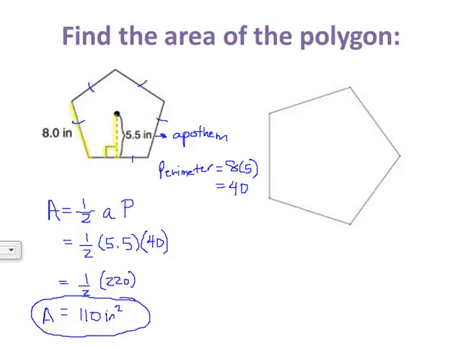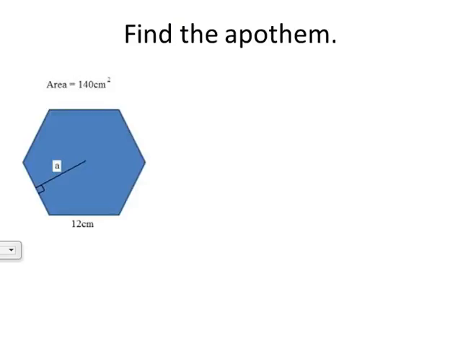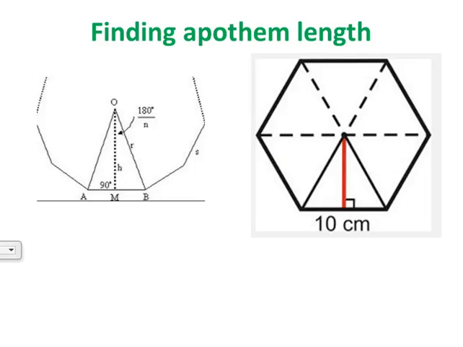Going on to the next slide. If you need more time, go ahead and click pause. I do want to work through one more concept with you before we call it quits for the recording. And that is, many times you're not given the apothem length, and you still need to find the area. So I'm going to show you how you can find the length of the apothem if you're given a side length in your regular polygon.